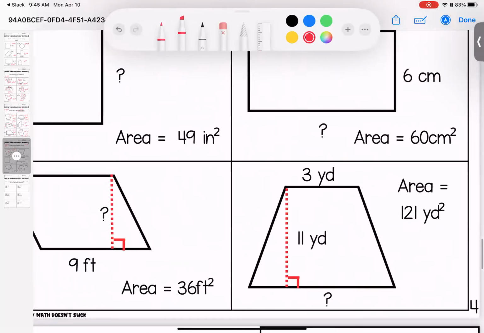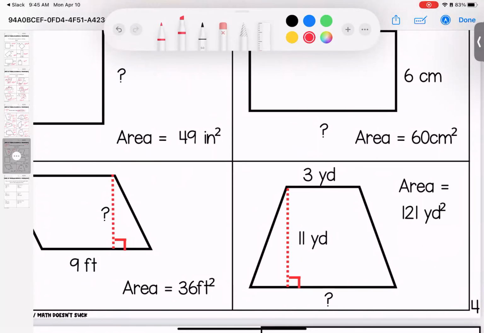Let's come down to our other trapezoid here because I want to keep this in the same brain space. So 3 plus, sorry, I started writing the formula. 3 plus an unknown number divided by 2 times 11 equals 121. Okay, so let's look at our pieces. If we do 121 and we divide it by 11, which is the opposite, that gives us 11. So we know that 3 plus an unknown number divided by 2 has to equal 11.